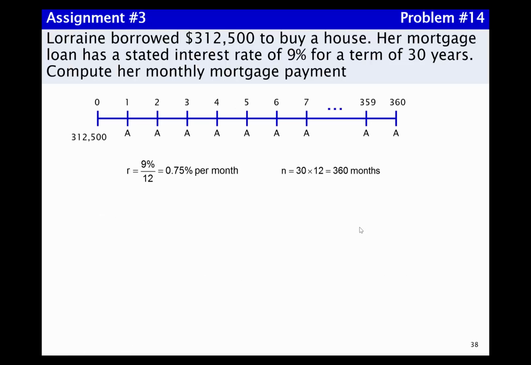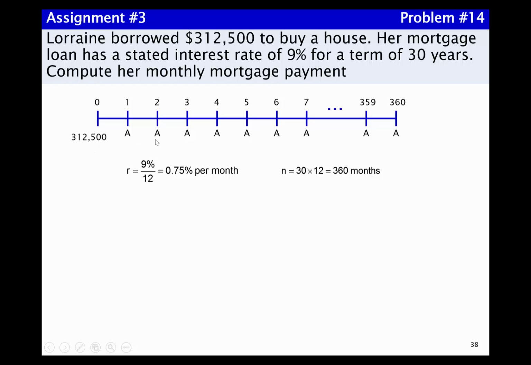Number 14. Lorraine borrowed $312,500 to buy a house. Her mortgage loan has a stated interest rate of 9%, pretty high for today's mortgage rates, which are around 4%. For a term of 30 years, compute her monthly mortgage payment. Well, the amount she borrowed is a present value. That's what has to be paid. The bank has paid the seller of the house that amount at closing or 3 days after closing.